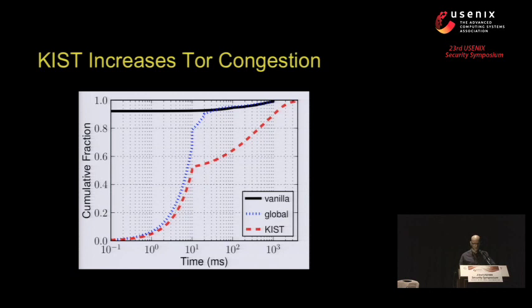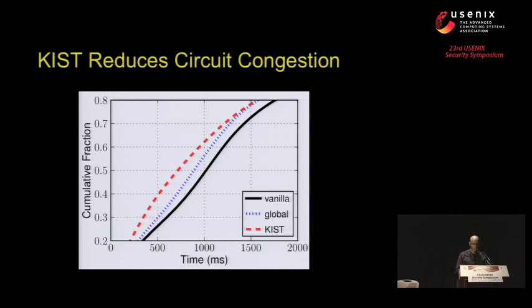Now, a criticism here is, well, okay, you've moved outbound kernel congestion into Tor, but have you actually reduced it? Right? So using Shadow, we were able to measure that by measuring end-to-end circuit congestion. So this graph shows how congestion compares with KIST with vanilla Tor. And we found that KIST was able to reduce end-to-end circuit congestion from the exit all the way to the client by 25%. So in the median, we reduced this from about 1,000 milliseconds to about 750 milliseconds.